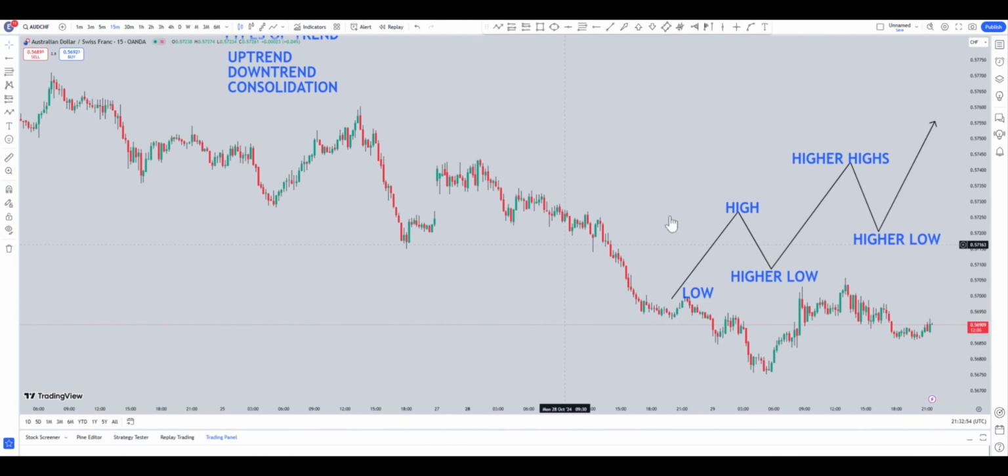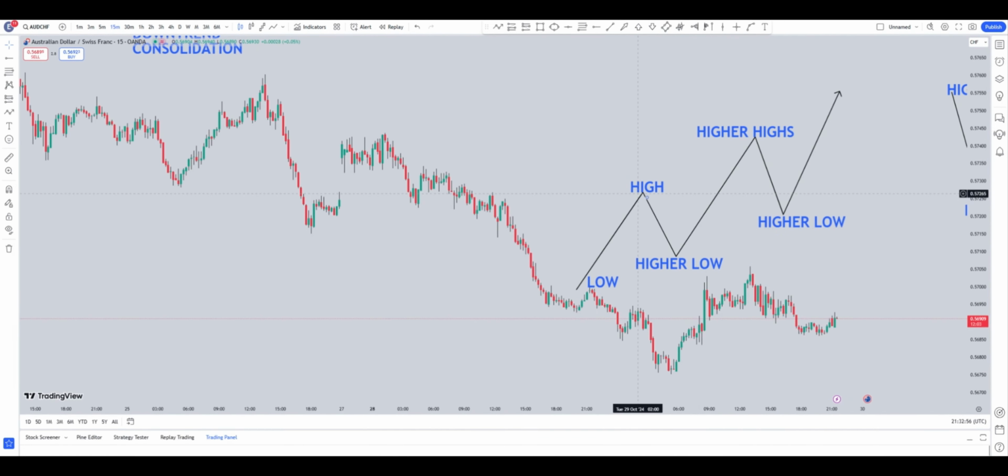The uptrend simply means when a market is going higher, guys, creating higher highs and higher lows. So let's analyze this structure here. We can see we have this first part. This is called a low, and this is called a high. This is called a higher low. Why is it called a higher low? Because this low is higher than this previous low. We call this a higher high because this high is higher than this high. And here we call this a higher low because this low is higher than this low. And also here will be called a higher high.